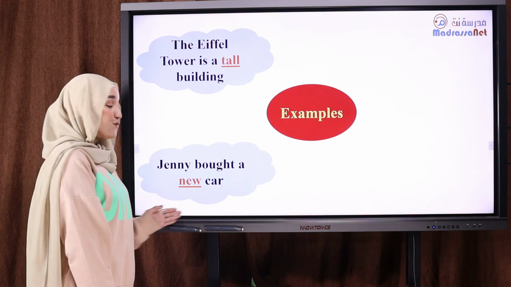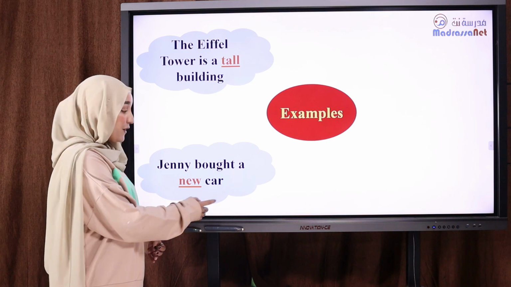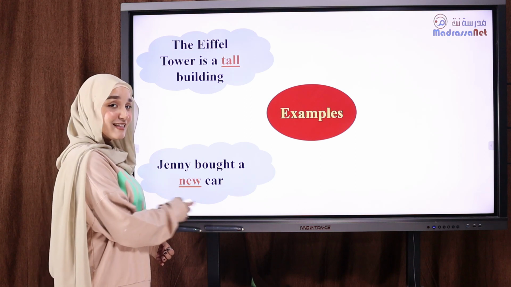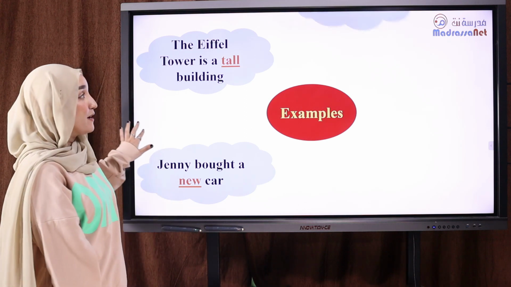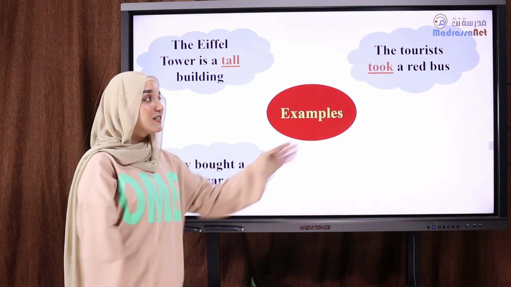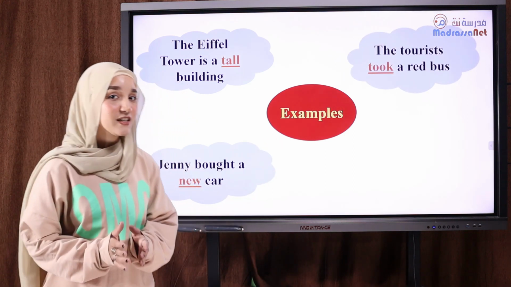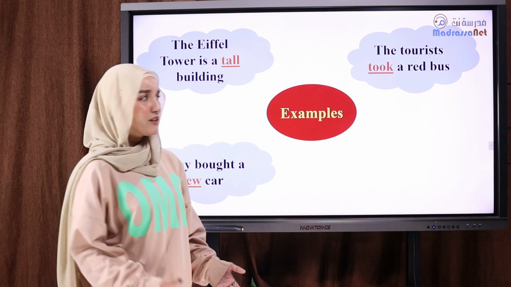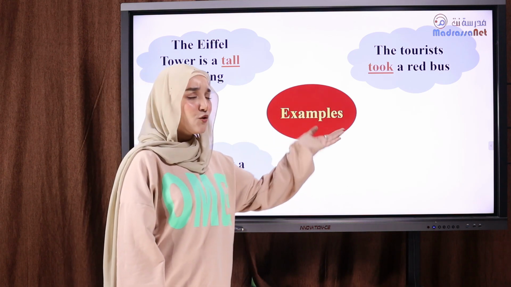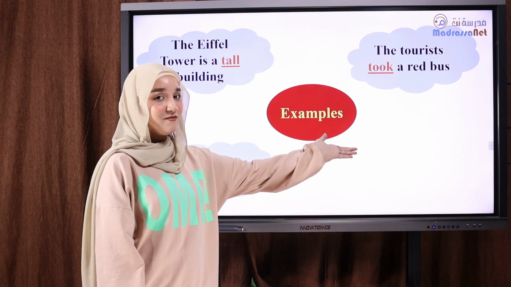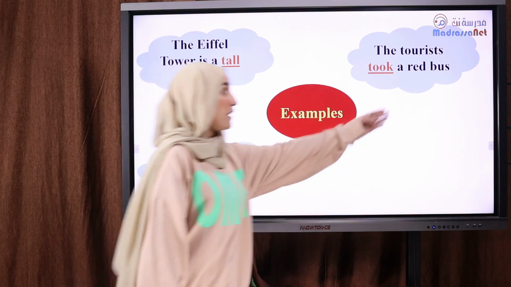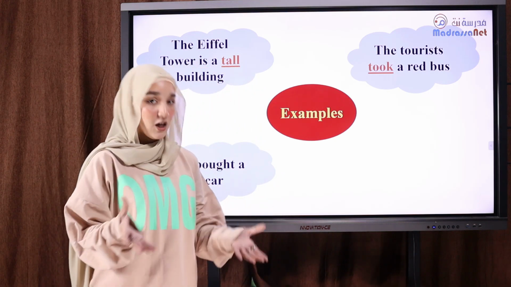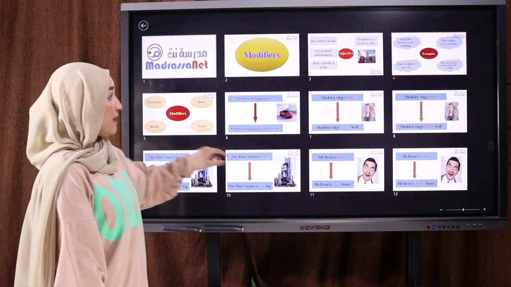Jenny bought a new car. We're describing the car that Jenny bought, and the car is new. So new is the adjective. Next example. The tourists took a red bus. What are we describing here? Are we describing the tourists, or are we describing the bus? Awesome, we're describing the bus. And the bus is red. Red is a color, so the adjective is the color red. The last example.